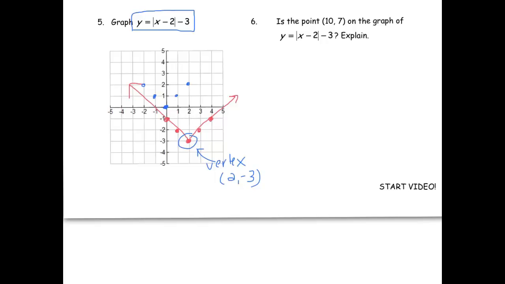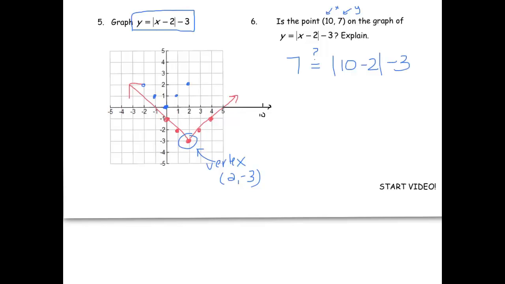Since we don't have our axes going out to 10, it might not be a good way of answering the question. So I have a different way of figuring out if the point 10, 7 is on the graph. Since x is 10 and y is 7, I'm going to do a little substitution and see what happens. So 7 is going to go in for the y. We want to know, is that equal to the absolute value? I'm going to plug 10 in for x and write the rest of the equation.